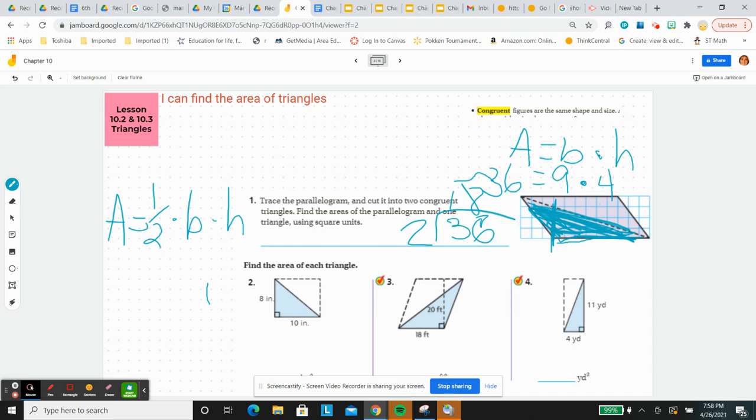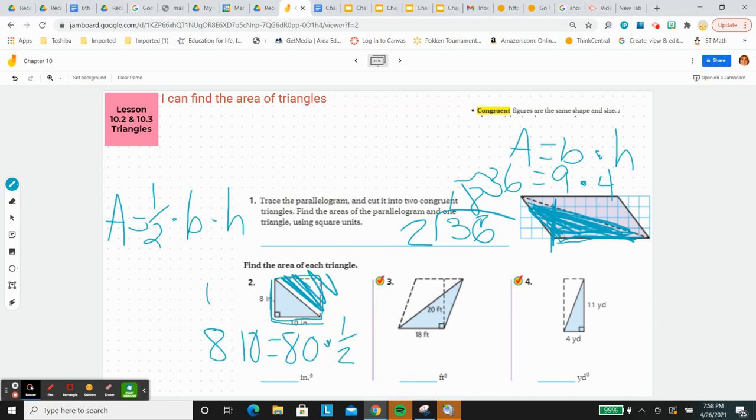So let's try this out. Look at number 2 with me here. If I find the area of the whole rectangle here, I would have 8 times 10, which equals 80, correct? Okay, but I don't want to find the area of the whole rectangle. I'm going to take that rectangle piece away. So to do that, I have to cut this in half. So if I take 80 times 1/2, that's 80 over 1, it's going to end up being 40.